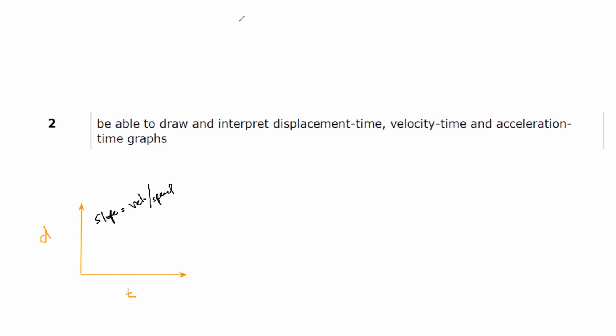And if we have a velocity time graph, so what does the slope represent? The slope represents acceleration. If we have a velocity or a speed time graph, the slope is representing the acceleration. And what about the area under the graph? The area under the graph will give us the distance traveled.